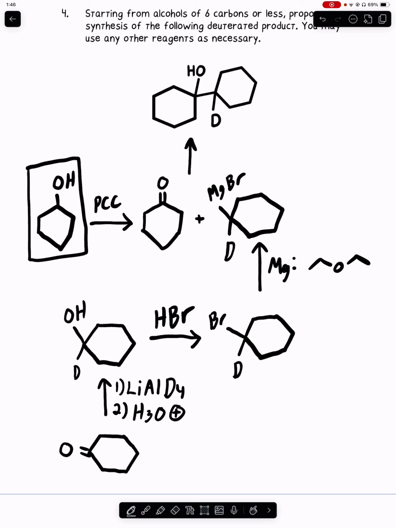And we've already shown how we can make cyclohexanone from cyclohexanol. So here we have a completed synthesis to make this specific alcohol with deuterium at this specific carbon.